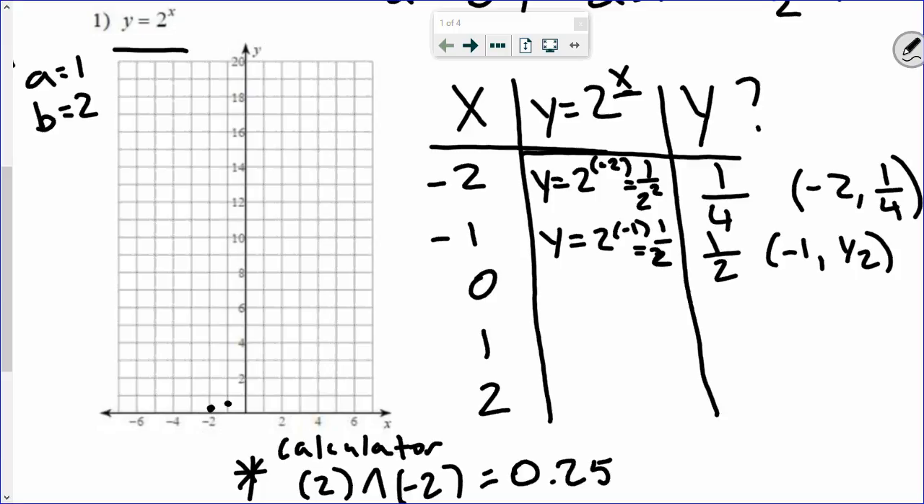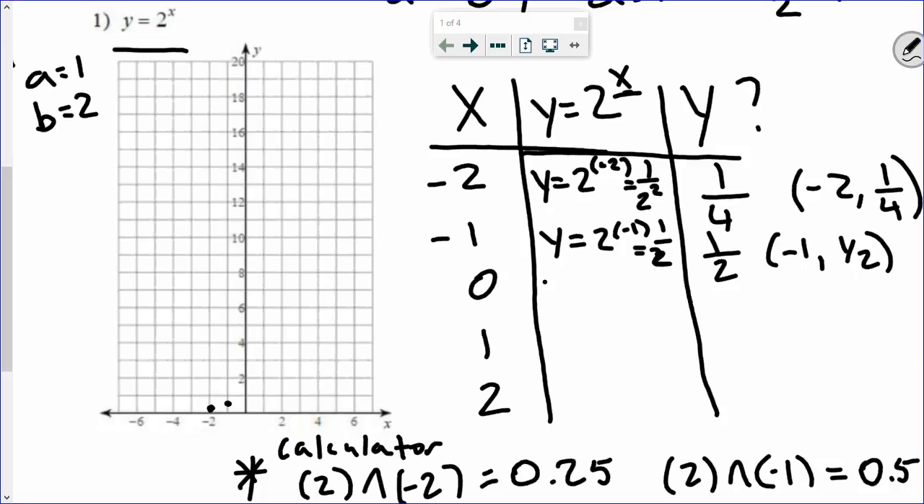And if you were using your calculator on this one, you would use your parentheses around your base, caret, negative exponent, we need to use parentheses for that, -1, and we get 0.5 on the calculator, which is 1/2.